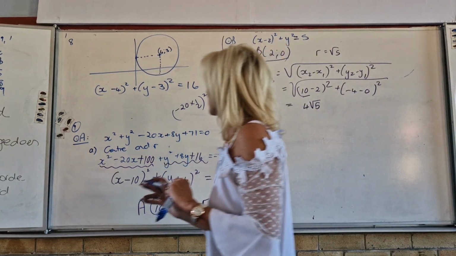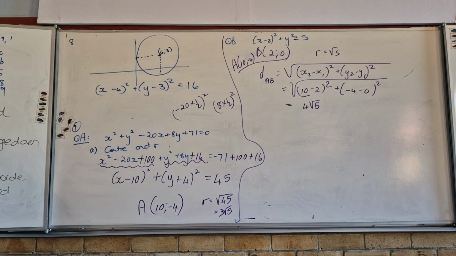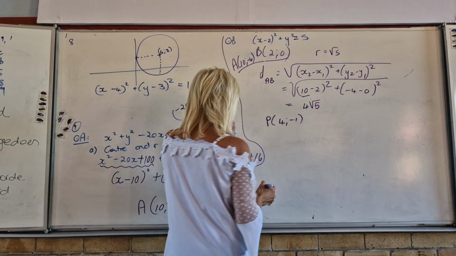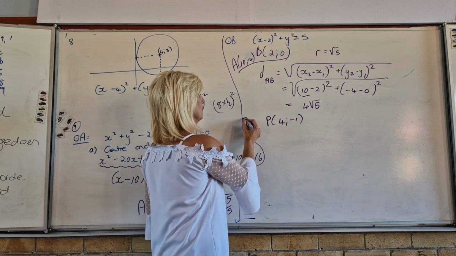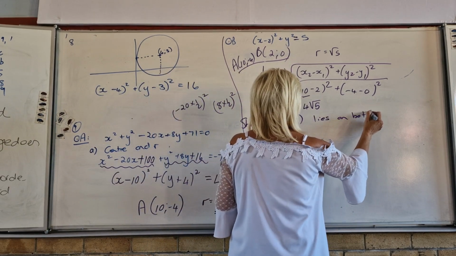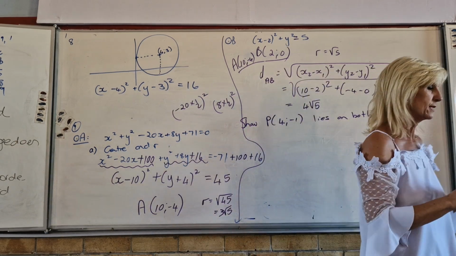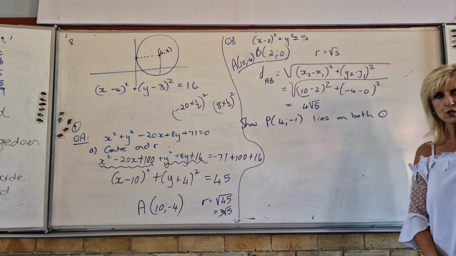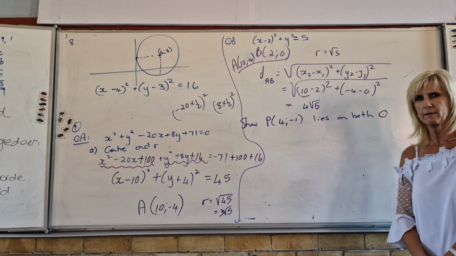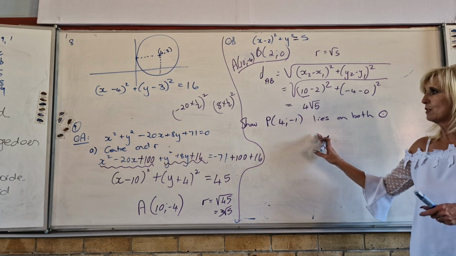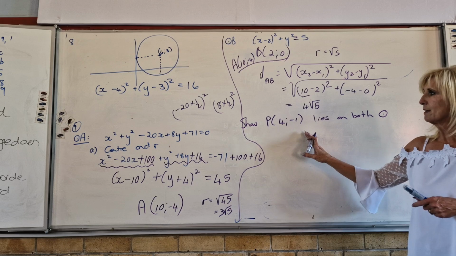And then they had question number C. Show that P, negative 4, lies on both circles. How would you attempt to do that? Substitute into both. And what's going to happen? If you do substitute it back in, you are going to find whether it works or not.